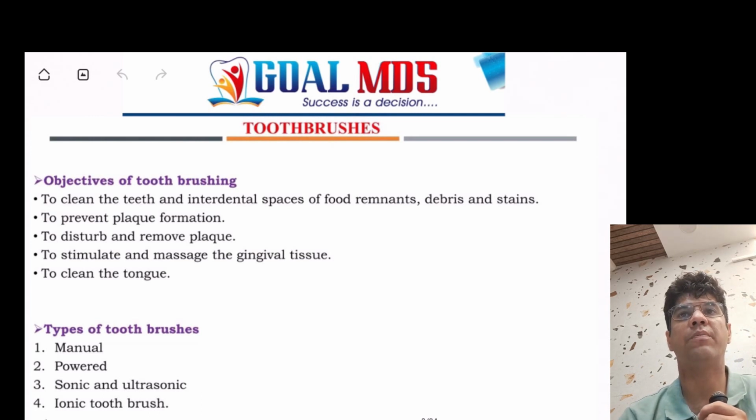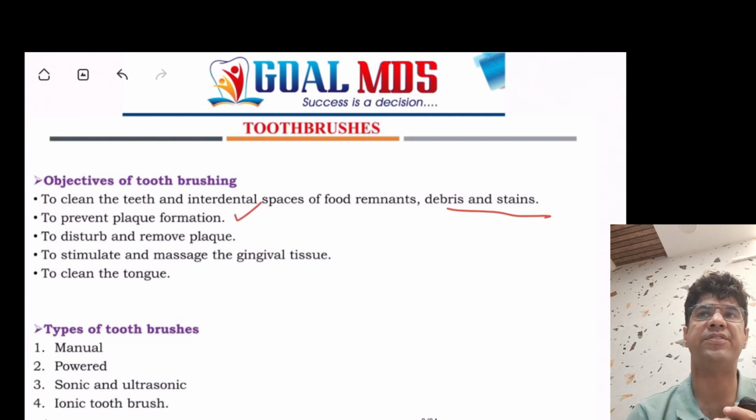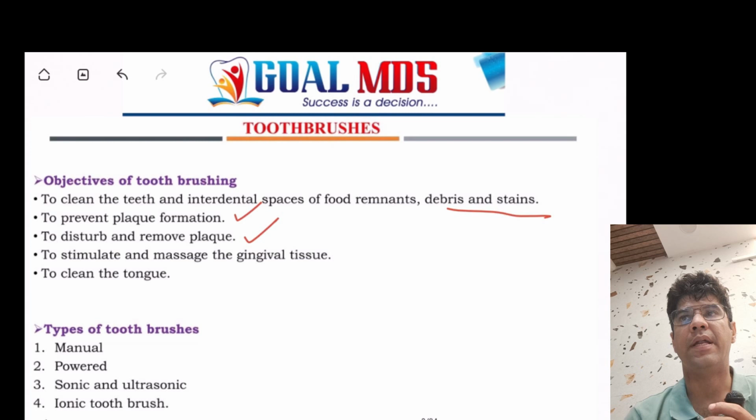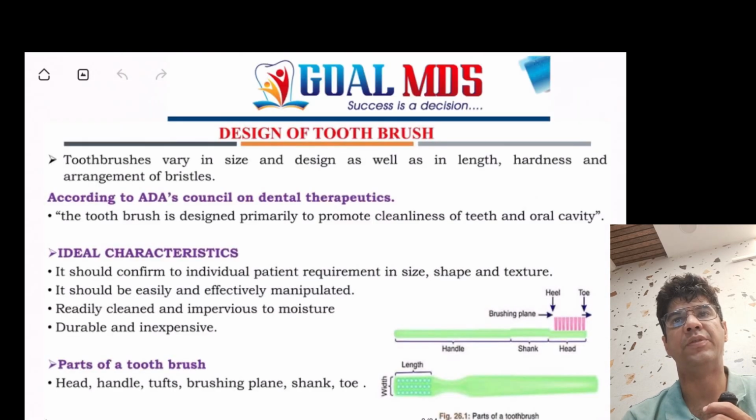The first is toothbrushing. The objective of toothbrushing is to clean the teeth and interdental spaces of food remnants, debris and stains, prevent plaque formation, remove the plaque, and stimulate and massage the gingival tissue.